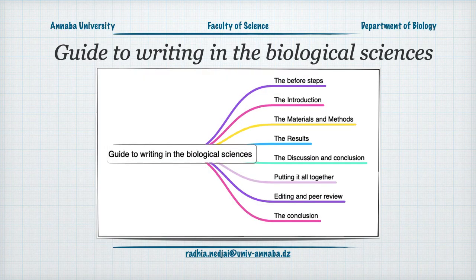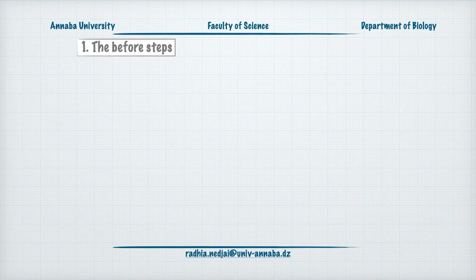The guide to writing in biological science consists of 8 steps, as illustrated in this figure, and we will discover each step in detail in the following slides. The first step is the before steps, or before writing.